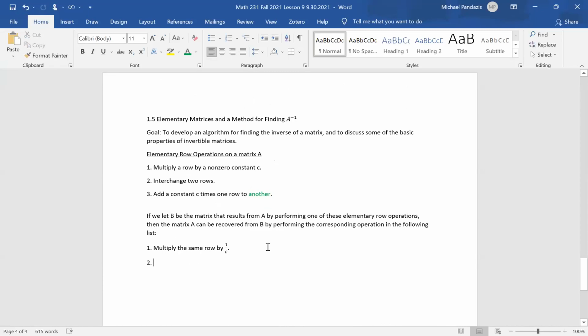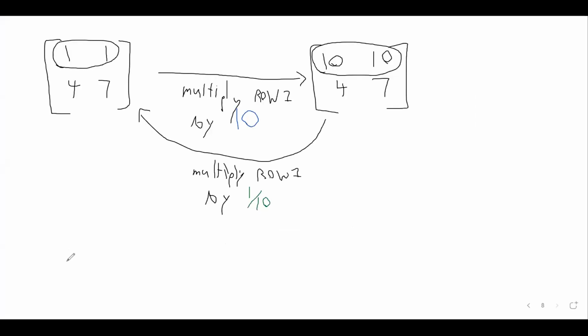The second corresponding elementary row operation, making it simple, is just to interchange the same 2 rows, okay? So if your elementary row operation on a matrix is interchanging 2 rows, then the corresponding inverse operation to get back to where you started would be to interchange the same 2 rows. You can't interchange 2 different rows because then you could get something different. If you interchange the same 2, though, you'll get back to where you started.